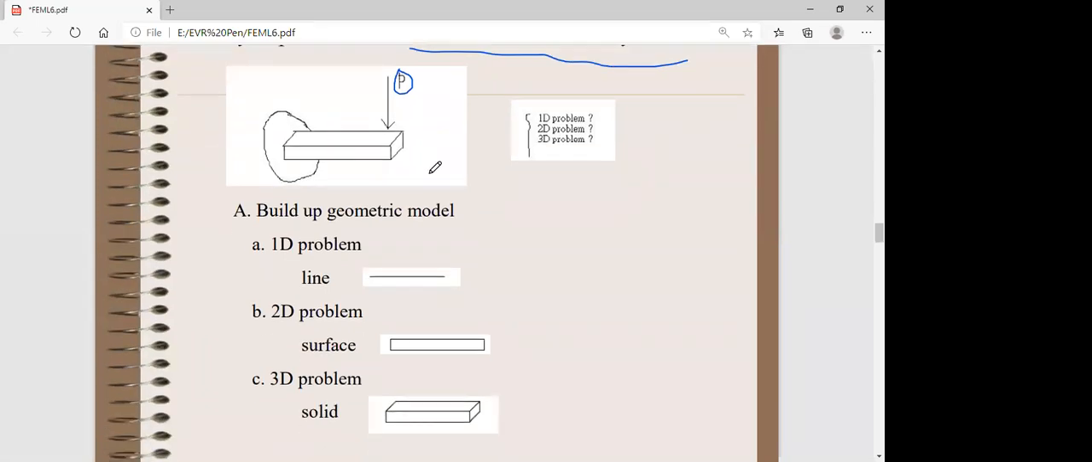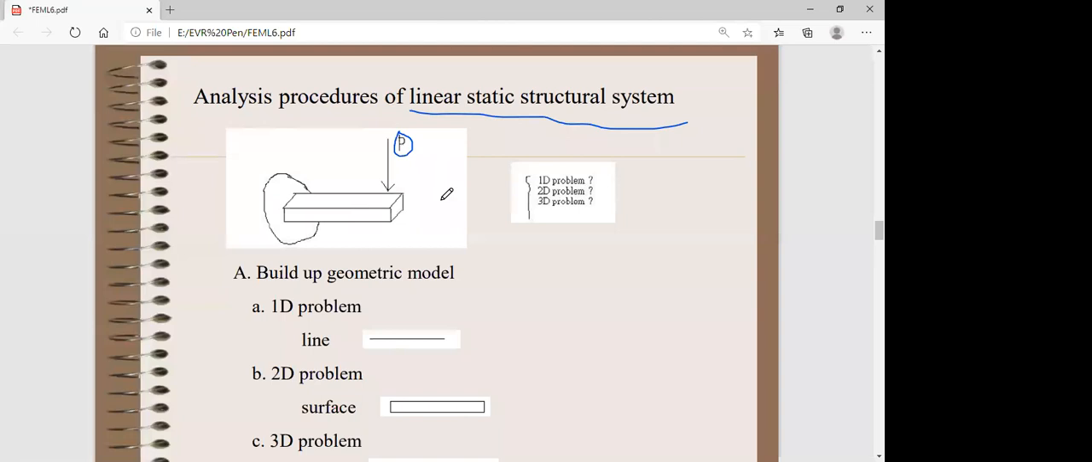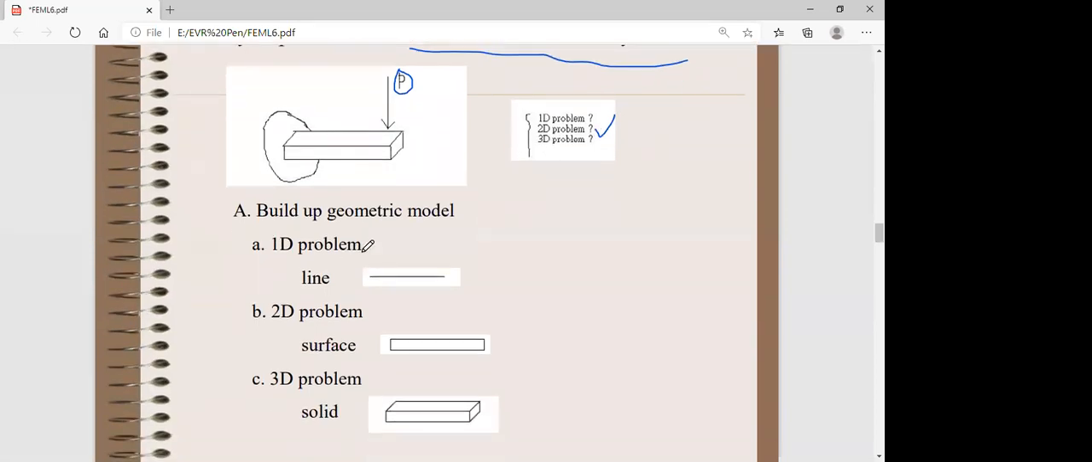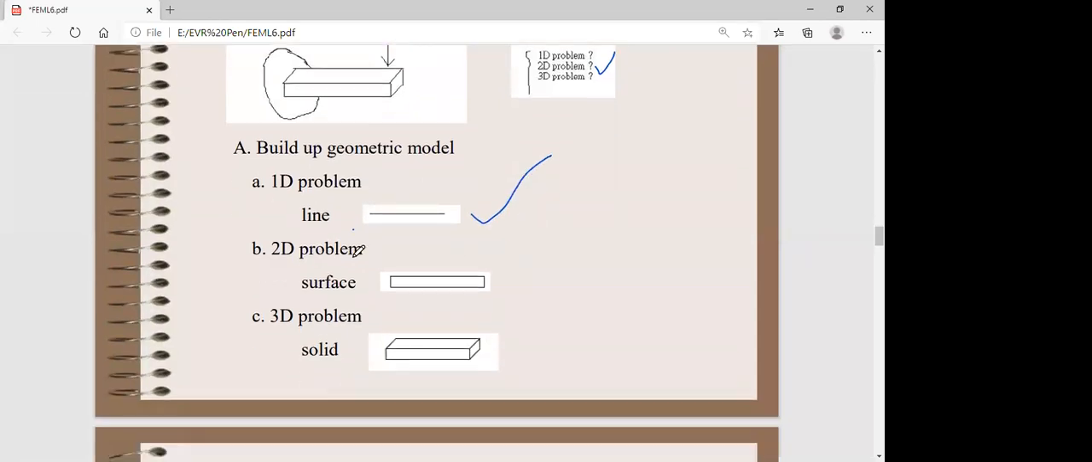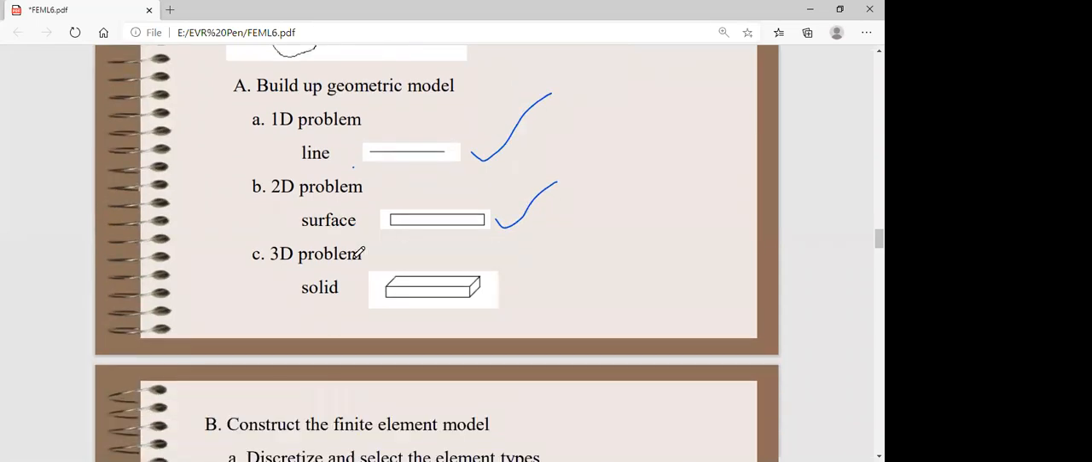Okay. In the first step, we decide which body this is. Is it a one-dimensional, two-dimensional, or three-dimensional body? If it is a one-dimensional body, we have to use a line element. If it is 2D, we have to use surface elements or 2D elements. If it is 3D, we have to use solid elements.